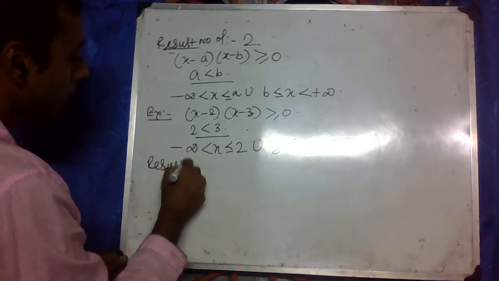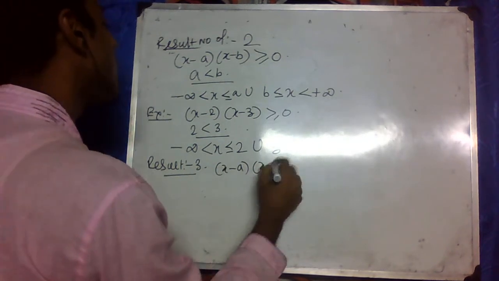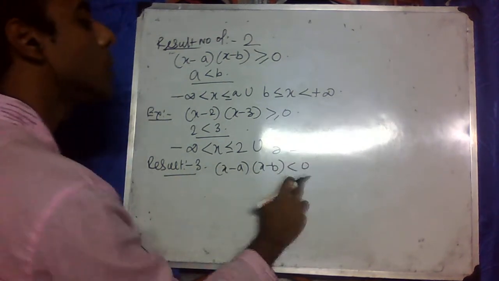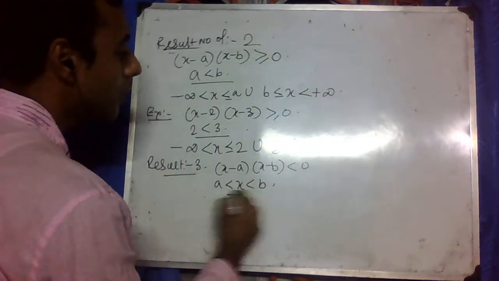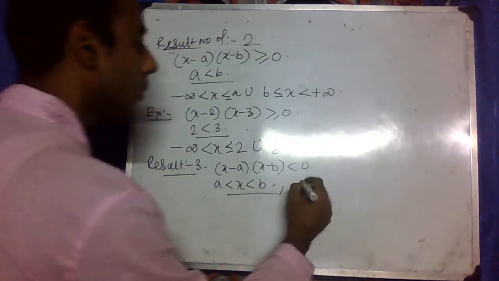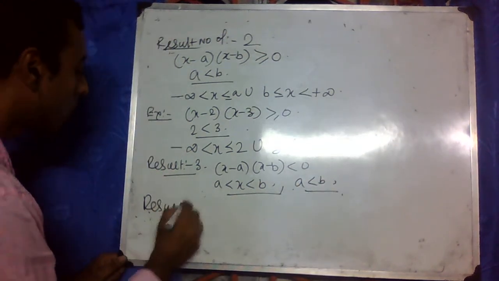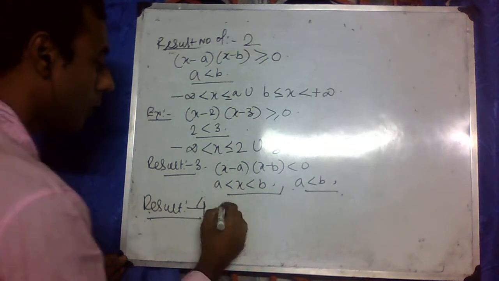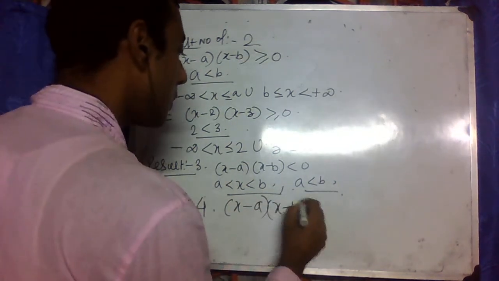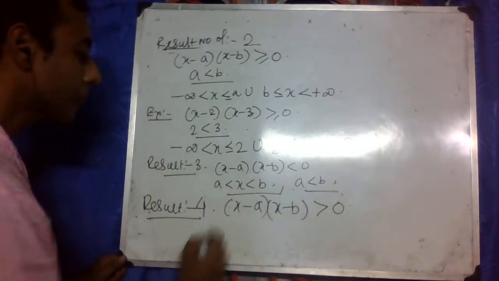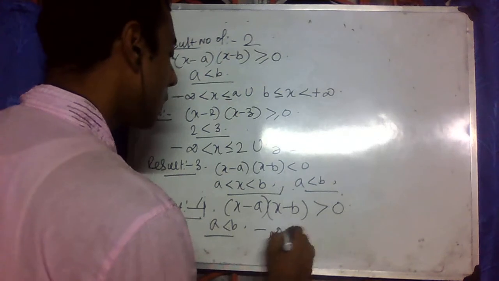Result 3, (x minus a)(x minus b) less than 0. That means equality does not hold. Then a is also less than b. And result 4, (x minus a)(x minus b) greater than 0, then minus infinity to a, union b to infinity.